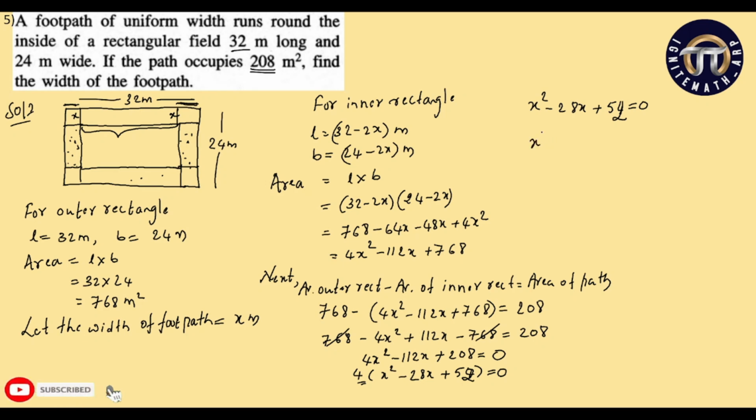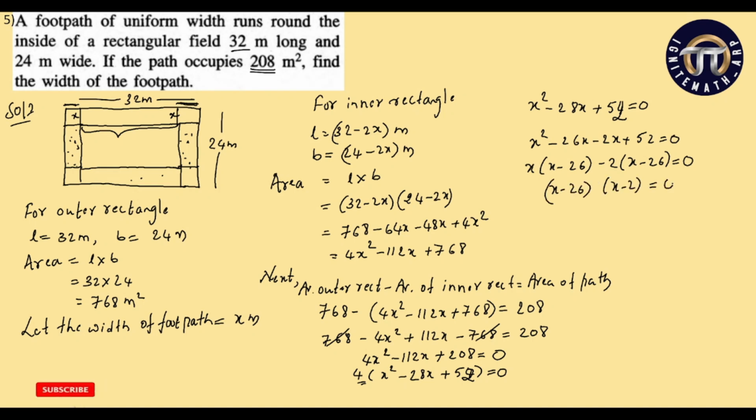So how can I split it? x square minus 26x minus 2x plus 52 is equal to 0. Clear? So x is taken common, x minus 26, minus 2 I will take out common, then x minus 26 is equal to 0. So (x minus 26) (x minus 2) is equal to 0. So x minus 26 is equal to 0, x minus 2 is equal to 0. So x is equal to 26 I get, x is equal to 2 I get.